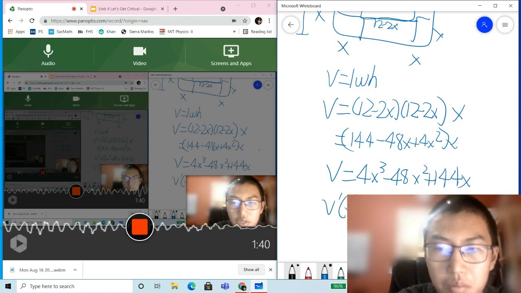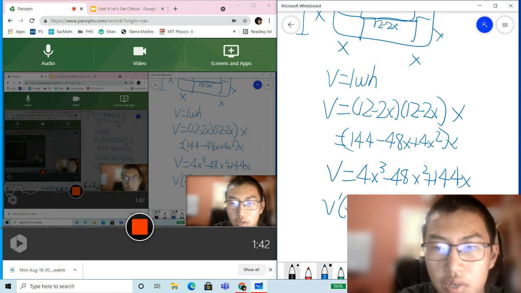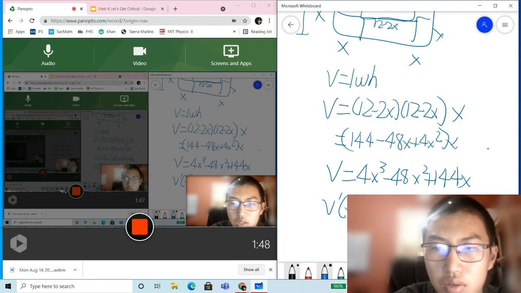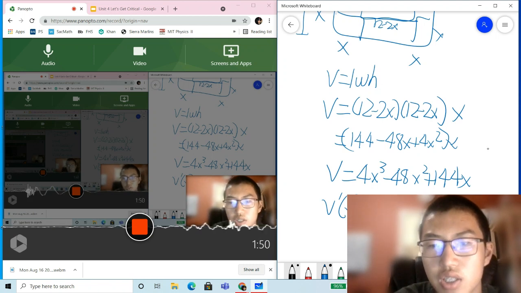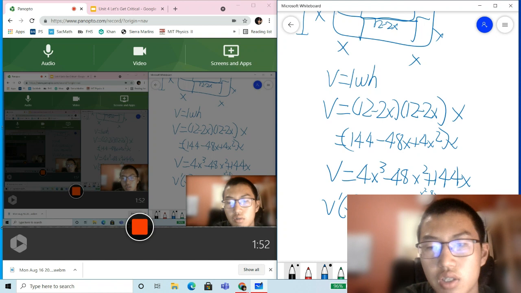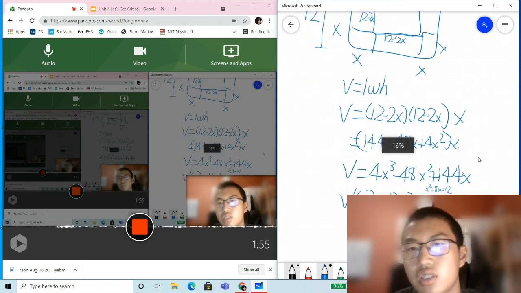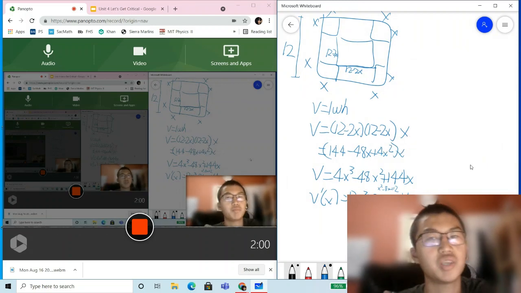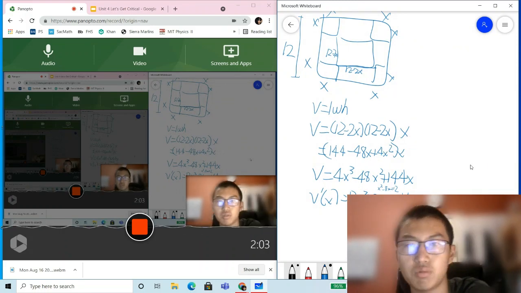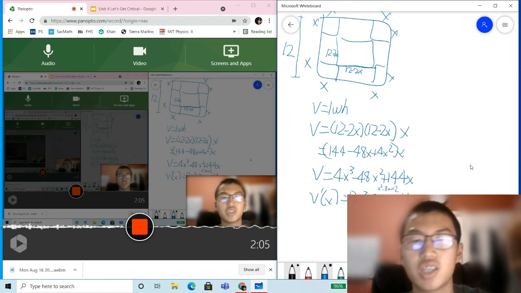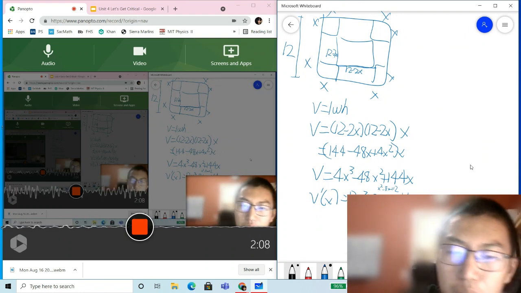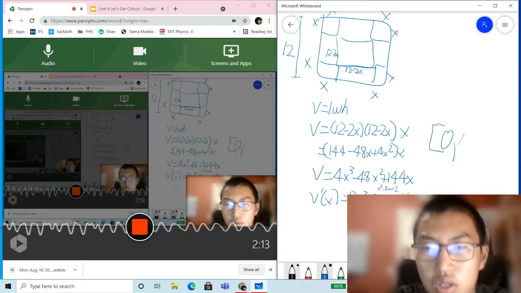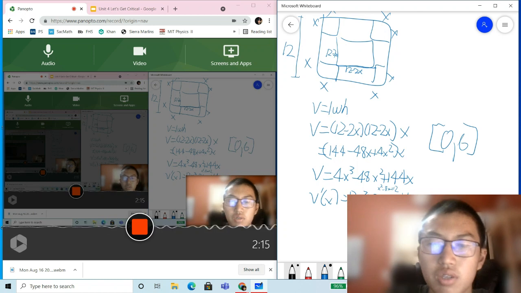V prime then becomes 12x squared minus 96x plus 144. So the critical numbers become 2 and 6. Now here's the thing: 6 is kind of an endpoint, because if x is 6, then we don't have a box, since you cut out everything. The domain is 0 to 6, inclusive or exclusive depending on you.